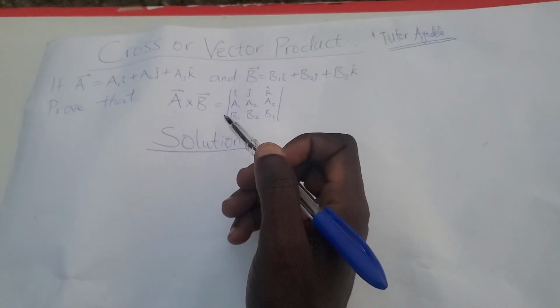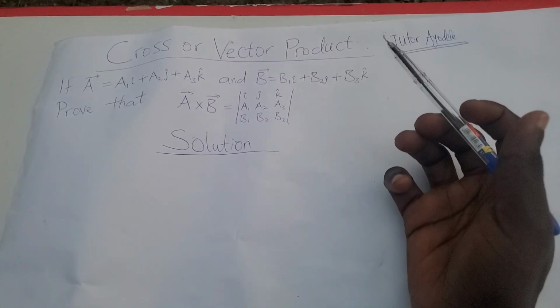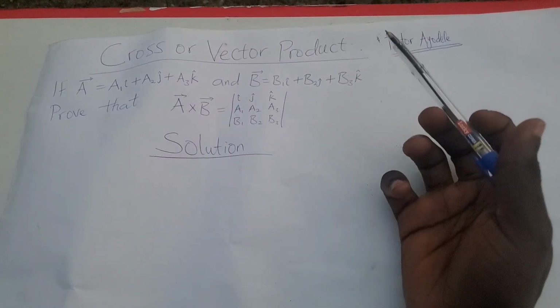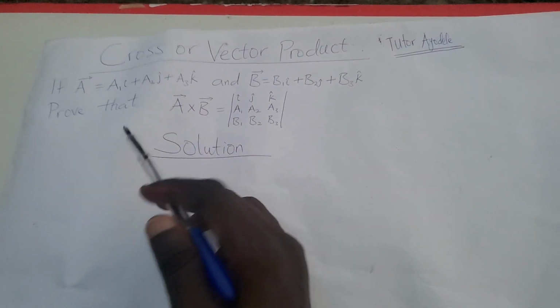Let's solve this vector product. When we talk about products, we have different products in mathematics and in physics. We have dot products and we also have vector products. This one is called vector product. I've prepared a video on dot product, you can watch it.